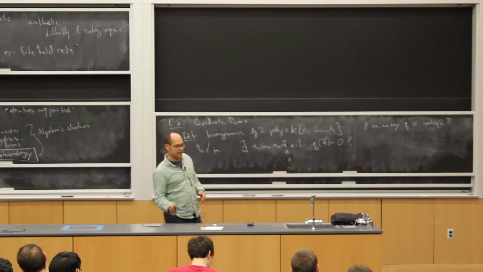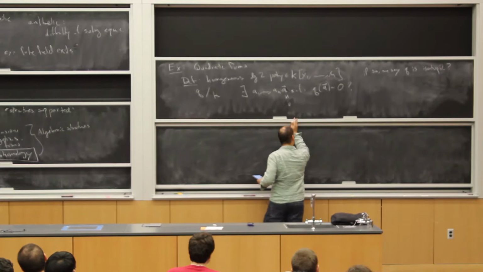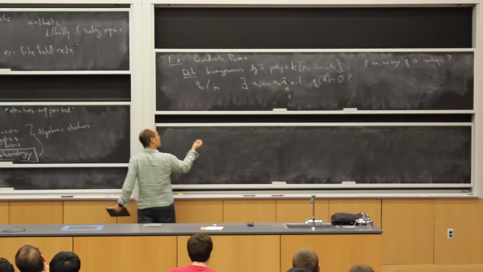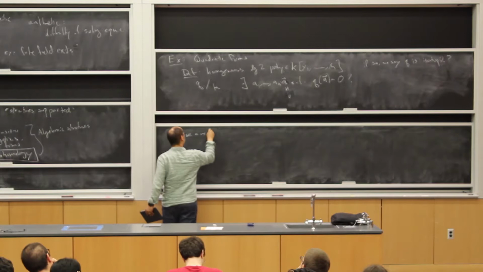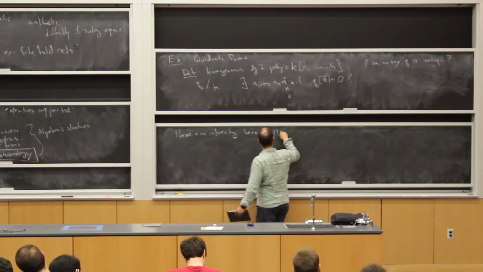But let's get a flavor of it by thinking about a couple of specific kinds of quadratic forms. So quadratic forms are particularly interesting because they connect to a wide range of other structures.